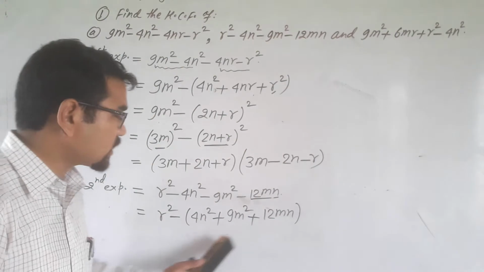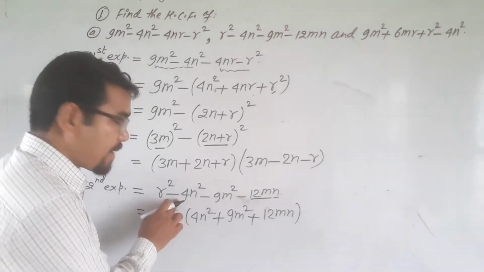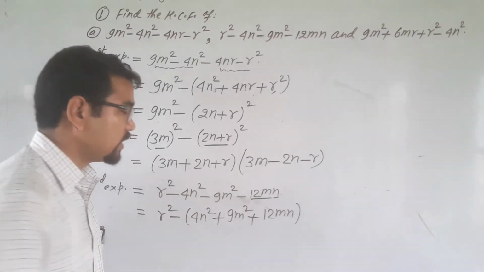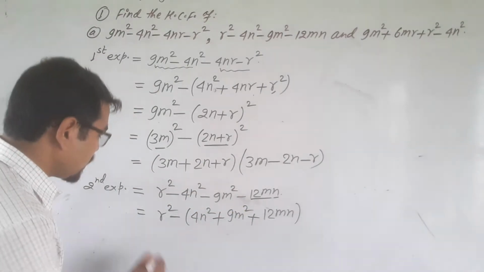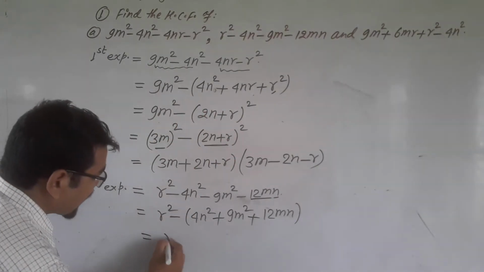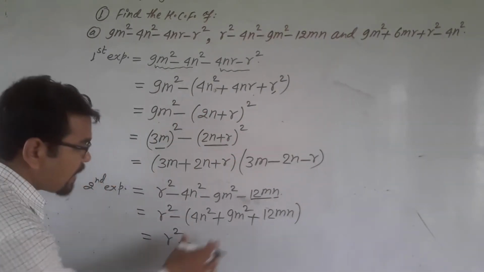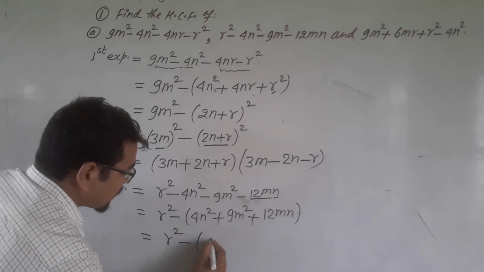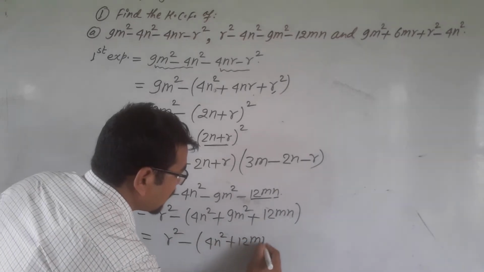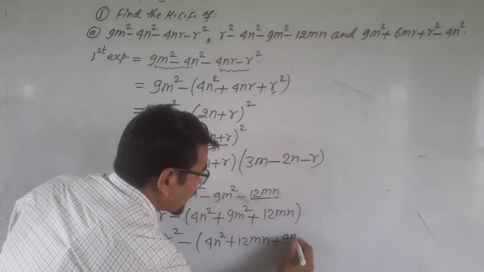Okay, so you have to arrange the terms like this. You have to separate it. Minus common taken here, so minus into minus becomes plus. This is equal to the same previous expression: r square, minus, and by arranging it you can write 4n square, plus 12mn in the middle, and plus 9m square at the back.